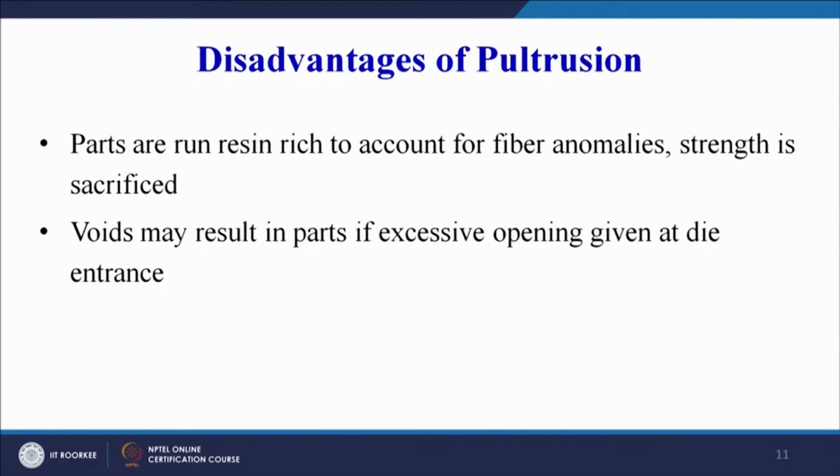Parts are run resin rich to account for fiber anomalies, and strength is sacrificed. I have been highlighting this in the previous processes also, and we have seen that wherever we have high fiber volume fraction, we have good mechanical properties. But in case of pultrusion, in order to avoid the problems associated with the fibers, sometimes we tend to make a product which is rich in the polymer or the resin. So resin rich products that we are making will definitely sacrifice some of the mechanical properties of the final product. So that is another disadvantage.